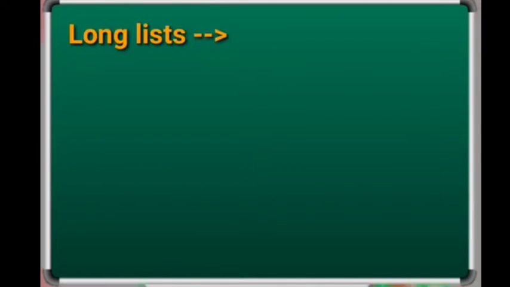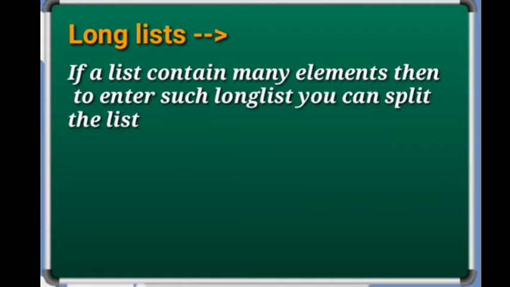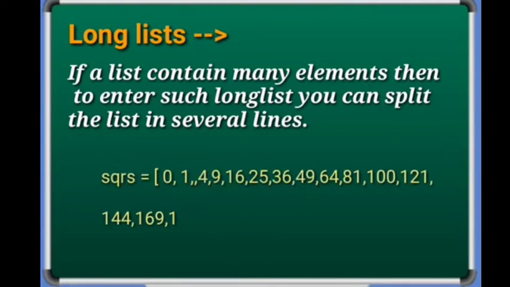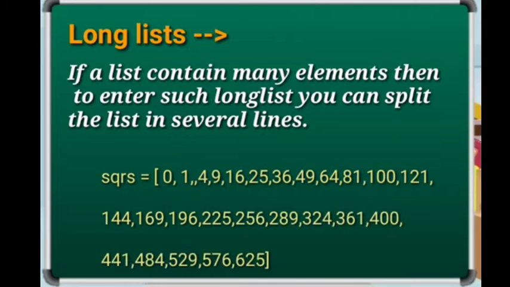As we have seen how an empty list can be created, let us see what a long list is. If a particular list contains elements which are very long, you can create the list by separating the values in different lines. We can see the example over here, where I have written SQRS. In this I have written the squares of numbers starting from 0. As the items included inside the list are so many, I have written it in 3 lines. Like this you can create a long list.